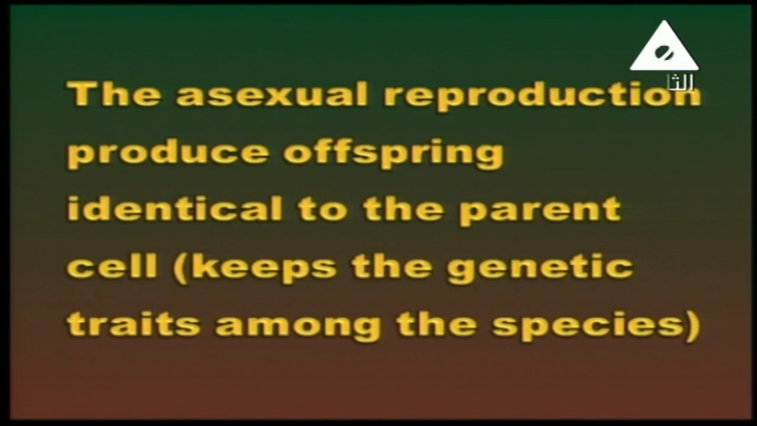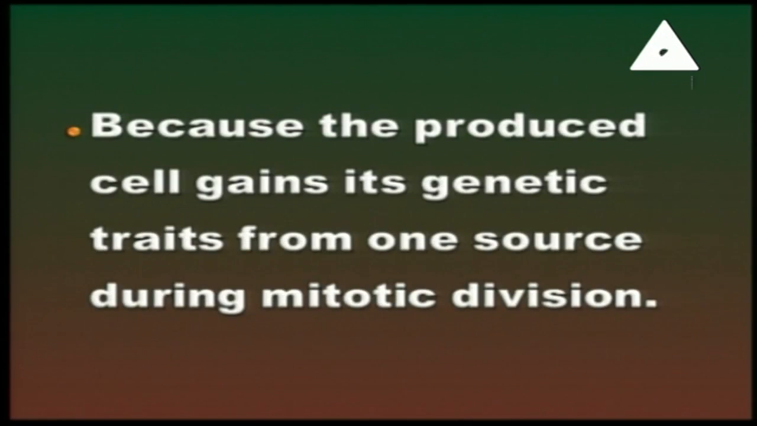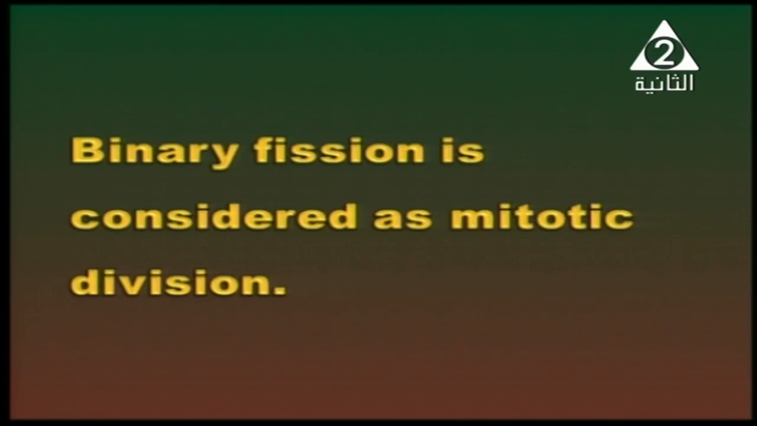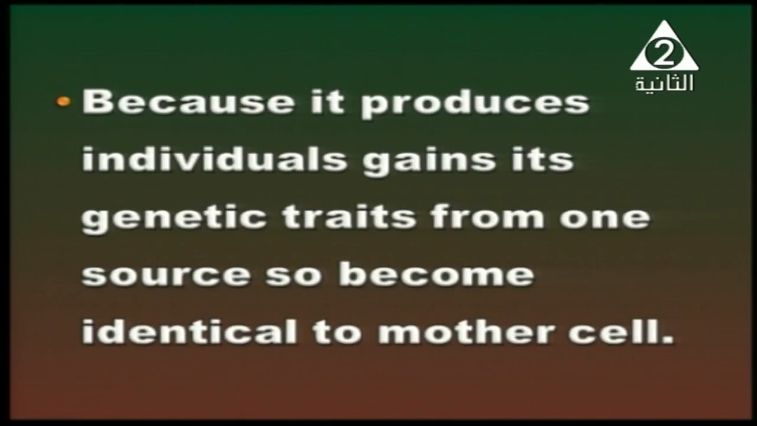The asexual reproduction produces offspring identical to the parent cell, or keeps the genetic traits among the species. That's because the produced cell gains its genetic traits from only one source during the mitotic division. Binary fission is considered as mitotic division, because it produces an individual that gains its genetic traits from one source, so it becomes similar and identical to the mother or parent cell.